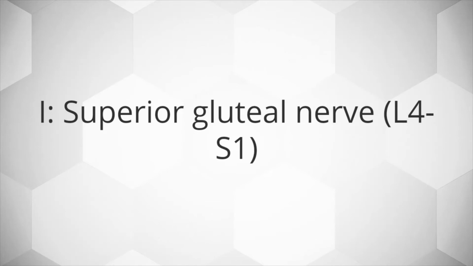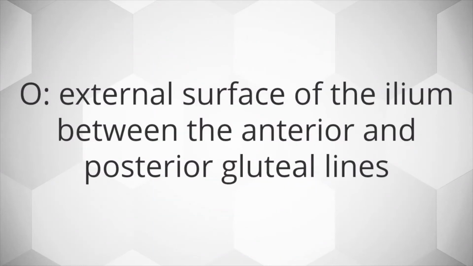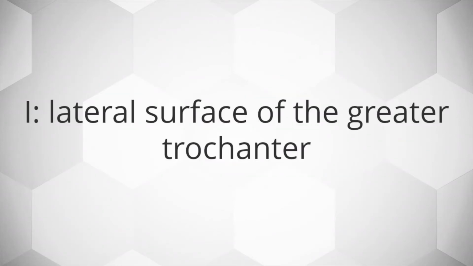It is innervated by the superior gluteal nerve with the roots from L4 and S1. The next muscle is the gluteus medius. The origin is the external surface of the ilium between the anterior and the posterior gluteal line. It is just superficial to the gluteus minimus, so it's on top of the gluteus minimus. Its insertion is the lateral surface of the greater trochanter.